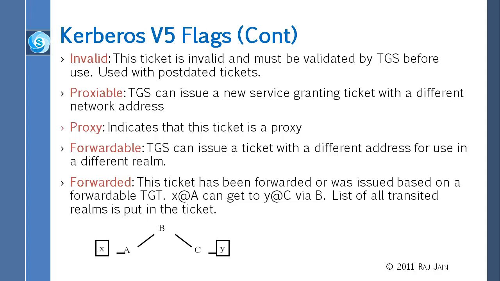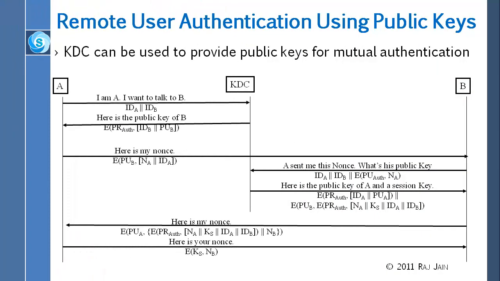Well, nowadays we can use certificates for authentication. So if you wanted to use certificates, then the certificates could be kept at the KDC. If A wants to talk to B, it could go to the KDC and say, please give me the certificate for B, and you will get the public key for B. The reason you want to get it from the KDC is that you can trust that information.